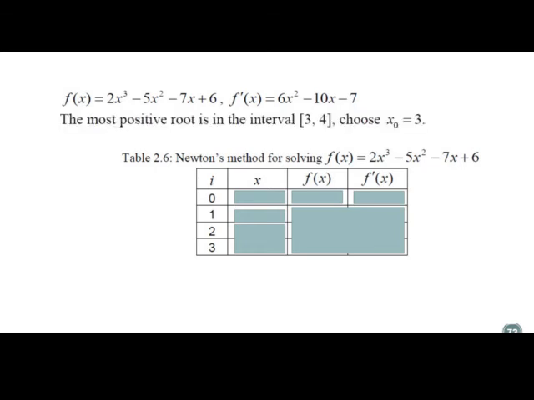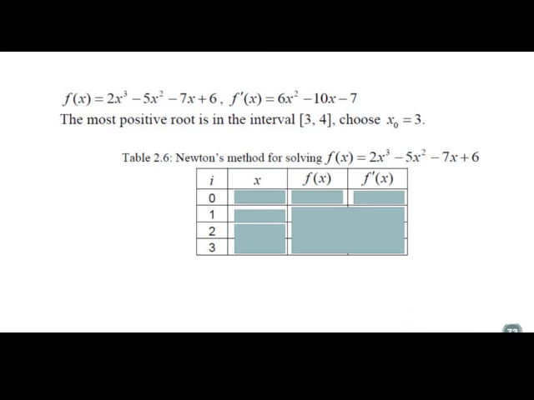Next, we need to find the initial guess. In this case, I would like to choose x naught equal to 3. Because the most positive root is in the interval between 3 and 4, I can choose 3 or 4. In this case, I would like to choose 3.